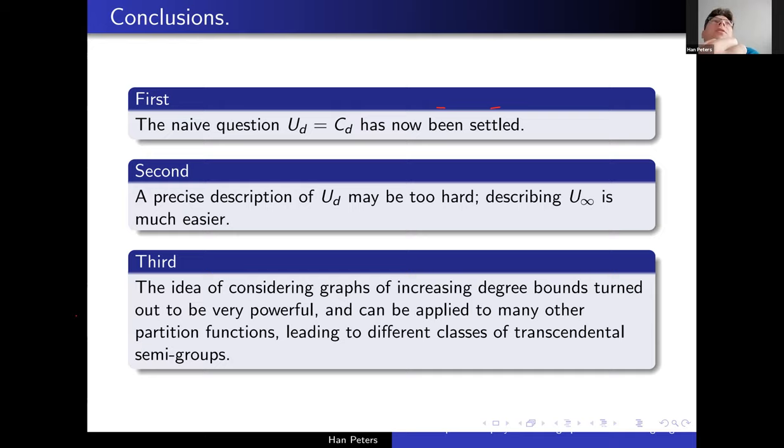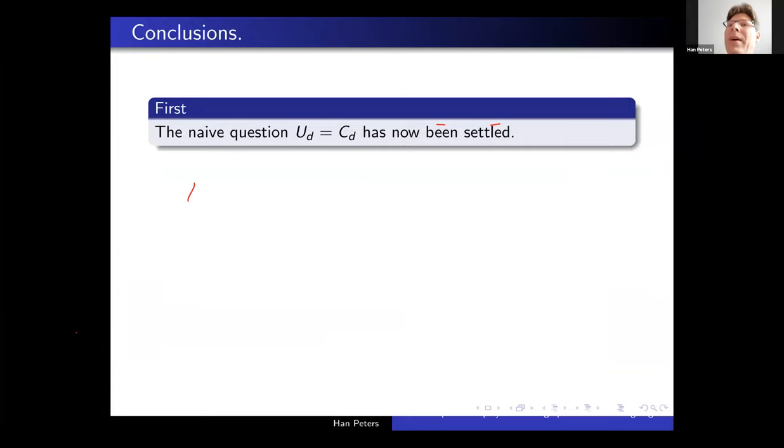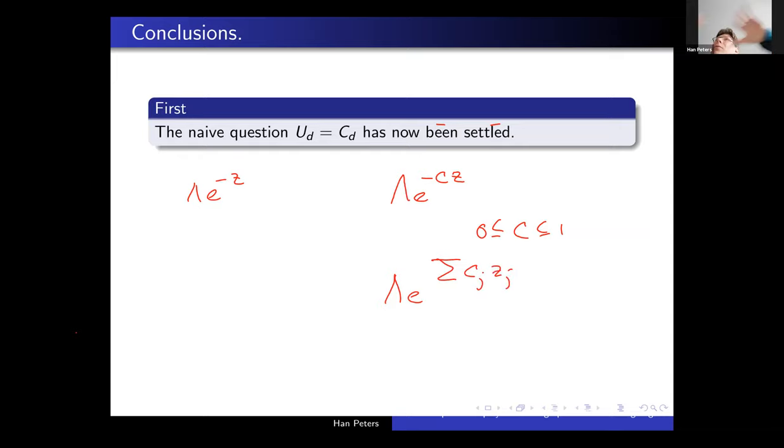So in this semigroup, I did not only obtain the function lambda e to the power z. Let me write it down. So I got lambda e to the power minus z, but I also had lambda e to the power minus a constant times z, where c is between 0 and 1. So anytime I have a z, I have to take the images of the whole line between 0 and 1. But even my semigroup was even larger than that. I could also take lambda e to the power, and then here's some sum of cj's, zj's, where the zj's I already had. So I really have to take the convex hull. So that's one answer to your question.